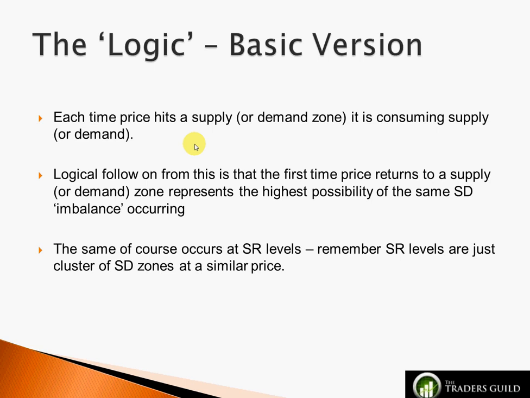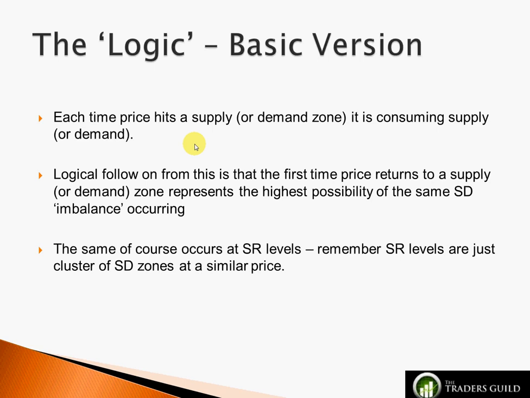Now obviously I've interlinked SR and SD zones here, and it's important to remember, again this is outlined in previous videos and posts on my website, that a support resistance zone is merely a cluster of supply demand zones at a similar price, and that a supply demand zone isn't necessarily a support resistance zone. You have a swing high, for example, that is not a resistance zone, is it? It's just a demand zone. For a support resistance zone, we need multiple touches, multiple supply demand zones at a similar price. Again, this is just a recap of past concepts discussed.